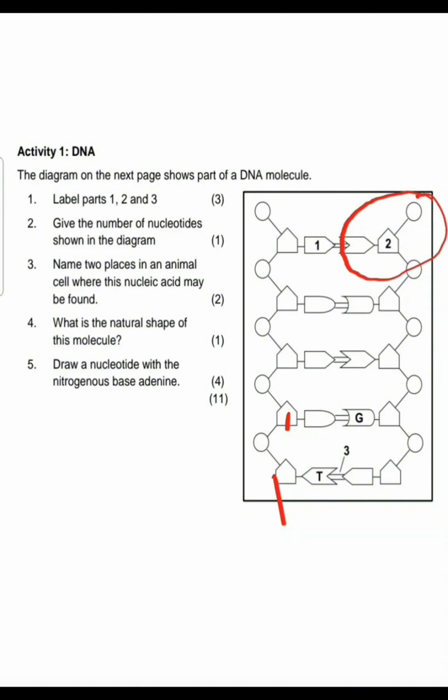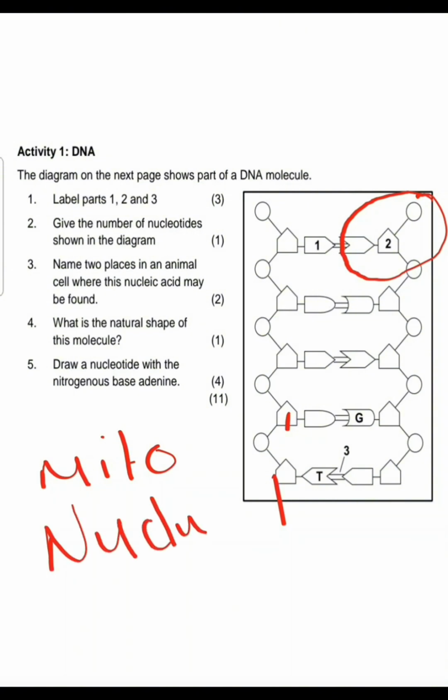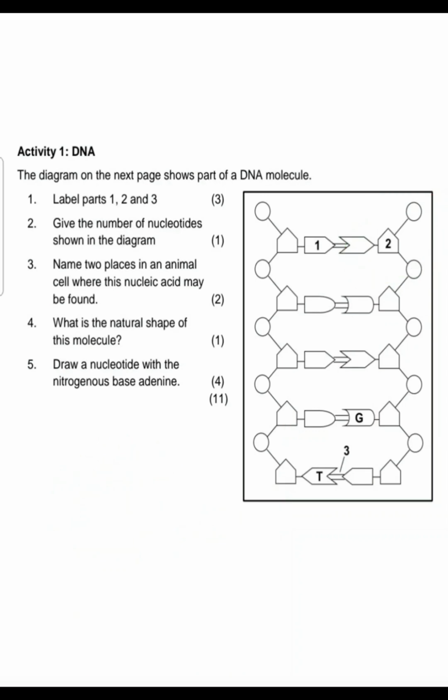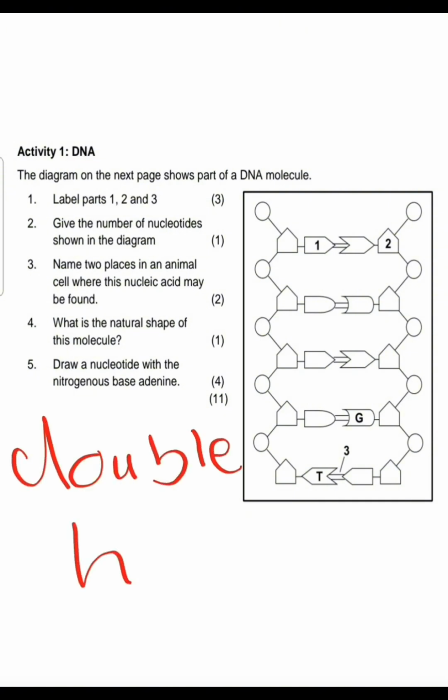So yeah, name 2 places in an animal where this nucleic acid may be found. So you can find them in the mitochondria, known as mitochondrial DNA, and in the nucleus, known as nuclear DNA, right? What is the natural shape of this molecule? I think by now all of us know, it's known as a double helix, right?